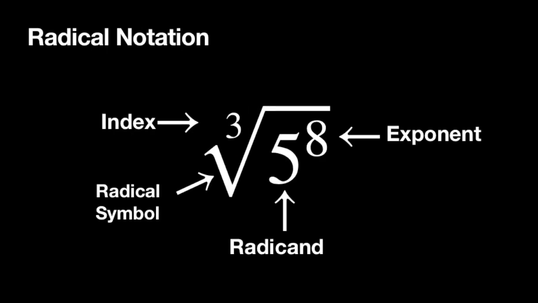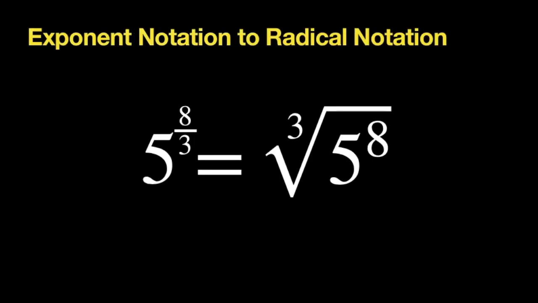When you have a radical notation, though, we're going to call the number outside your index. This is going to be the radical symbol. Your base is called the radicand, and then we have our exponent. So to convert from exponent notation to radical notation, we're going to get the base. The base right here is going to be your radicand. Your root is going to be your index, and the exponent is going to stay the same.